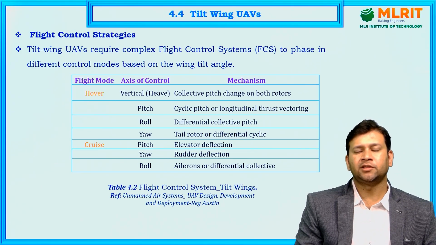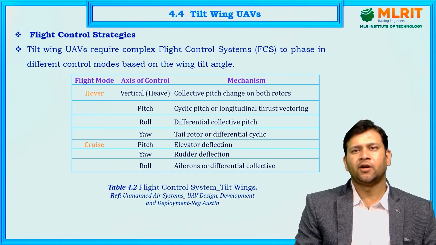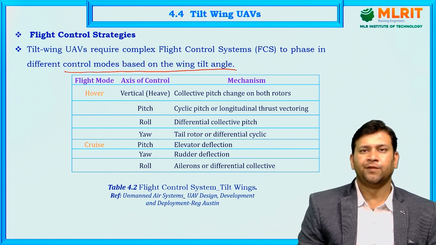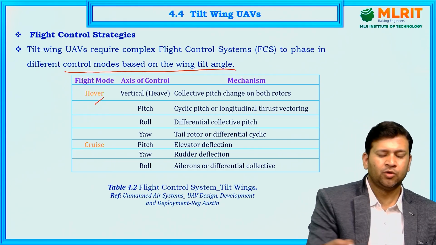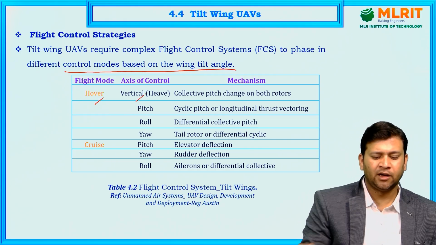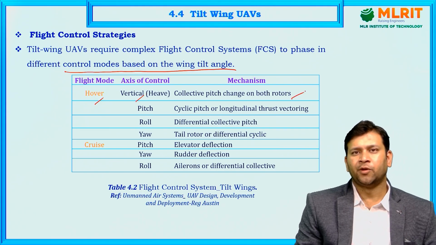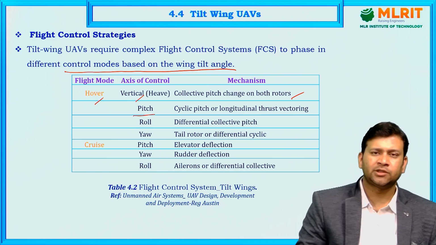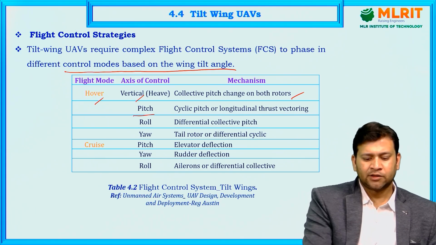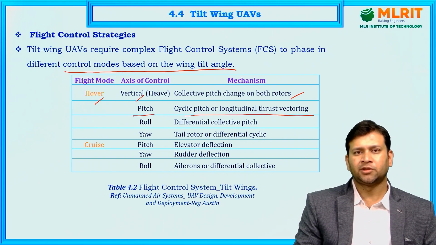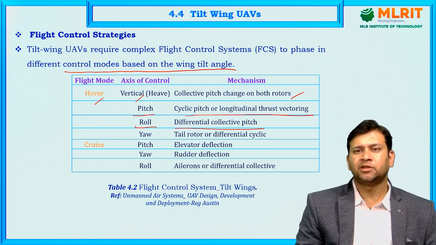The flight control strategies which are used here: tilt wing unmanned aerial vehicles require a complex flight control system to phase in different control modes based on wing tilt angle. The very first one is hover mode. If it is vertical, collective pitch change on both rotors is to be performed, and for pitch during vertical flight, cyclic pitch or longitudinal thrust vectoring is done to control the pitch, and in order to control the roll, differential collective pitch is performed.